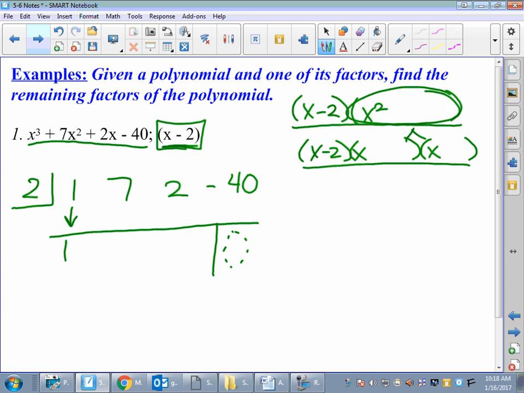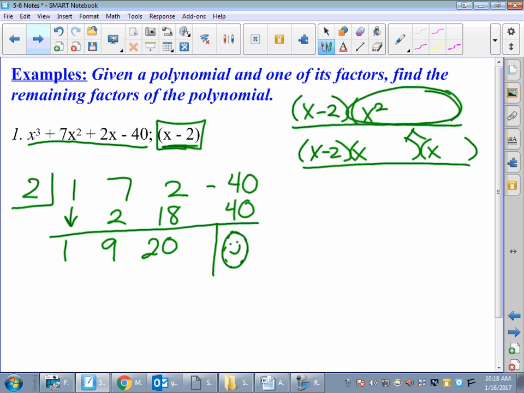I mean, I want it to equal 0, but I'm more concerned with the actual division part now. So I go through the process. 2 times 1 is 2, plus 7 is 9. 2 times 9 is 18, plus 2 is 20. And 2 times 20 is positive 40. And when you take a negative 40 and a positive 40, it does equal 0.